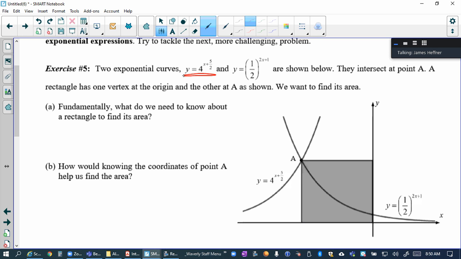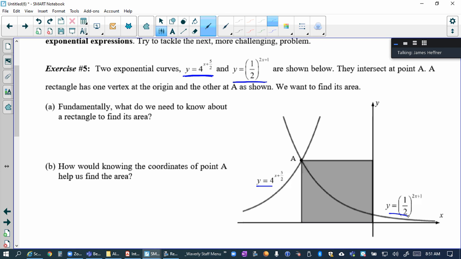This one here, I'm going to use red. Y equals 4 to the x plus 5 over 2. Would that be the one that's growth or decay? The one I just underlined. That'd be growth, because the base is 4. That's growth, right? And the other one, the base is 1/2, between 0 and 1, right? So that's going to be decay, and they've labeled it here. So you see this one's the growth one, and this one's the decay one, okay?